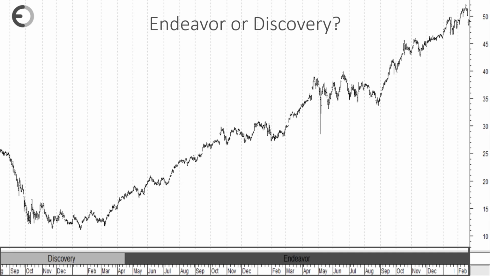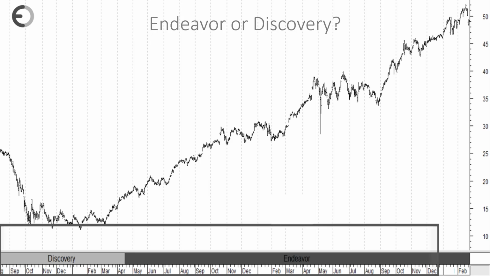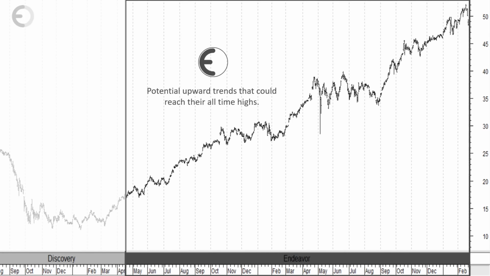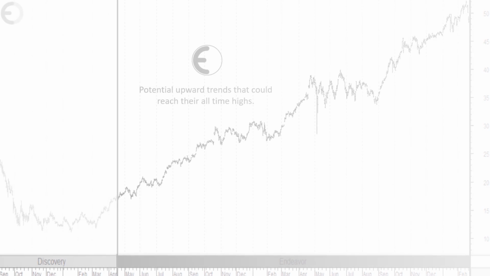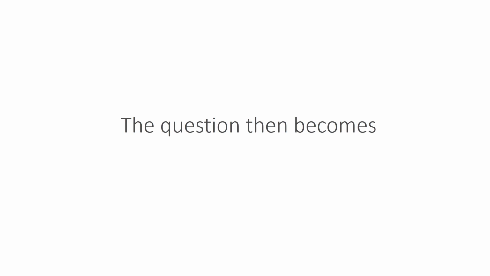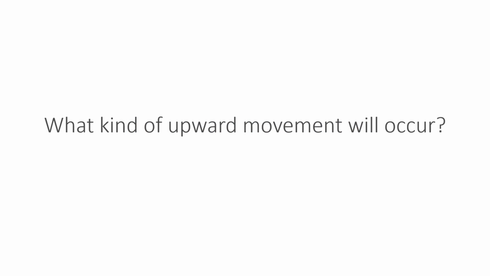When you apply the Endeavour template, a ribbon appears on the bottom of your chart, identifying the category price is in. We can see here, when price was in Discovery, it trended down to a low and then began to consolidate. However, when price was in Endeavour, it created an upward trend that not only reached, but exceeded its all-time high. So to recap, when price is classified as Endeavour, we know it's likely to have an upward movement. The question then becomes, what kind of upward movement will occur?